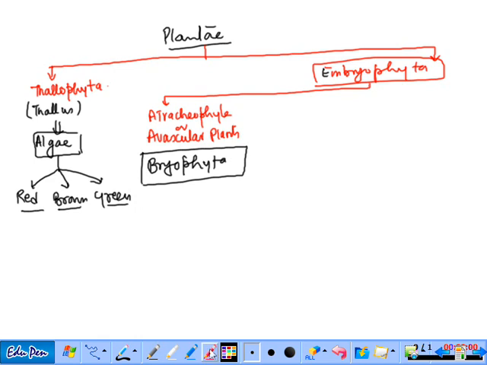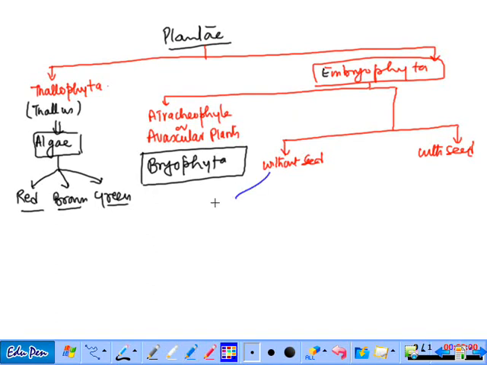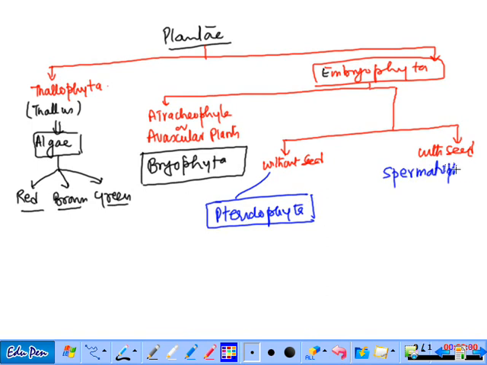Then we have embryophyta as two groups. One is without seed and other is with seed. Without seed we call them pteridophyta. Exactly right. And these are spermatophyta. You all did very well.